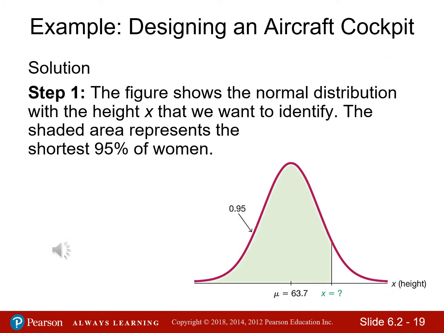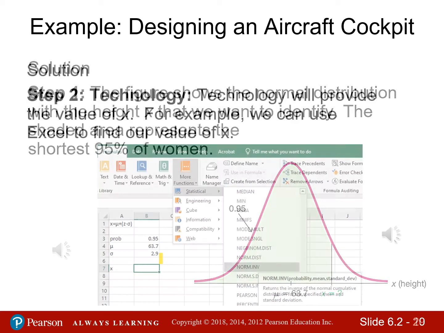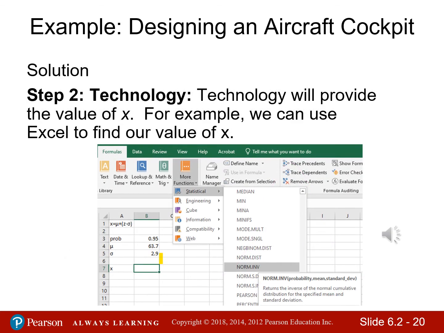Let's start with step 1. The figure shows the normal distribution of the height x that we want to identify. The shaded area represents the shortest 95% of women. Let's use technology to find our value of x. For example, we can use Excel to find our x value. The first step is to enter your probability, mean, and standard deviations into your Excel spreadsheet. You can see that I have those values entered into cells B3, B4, and B5.